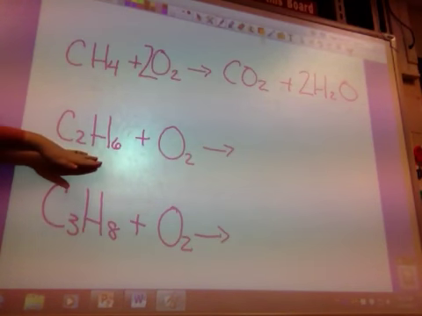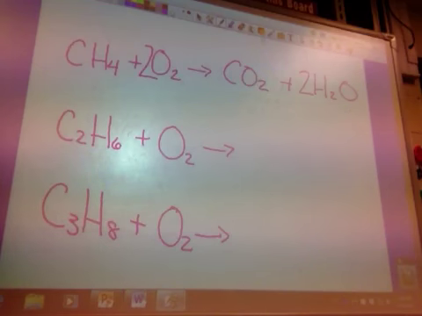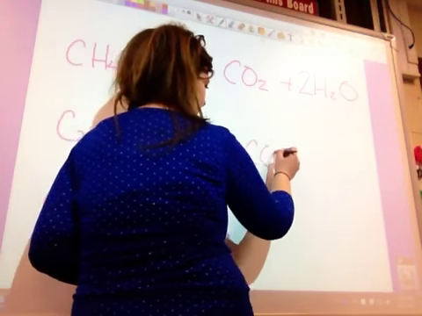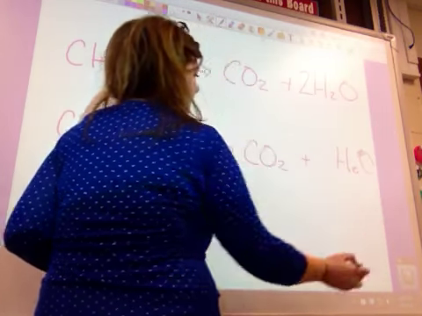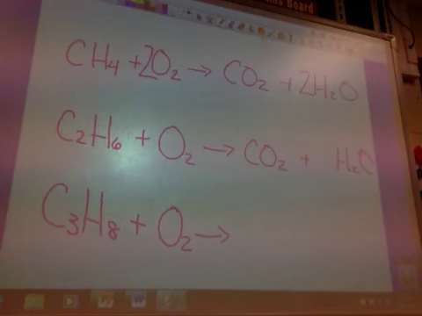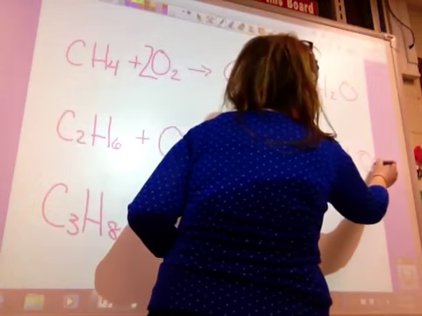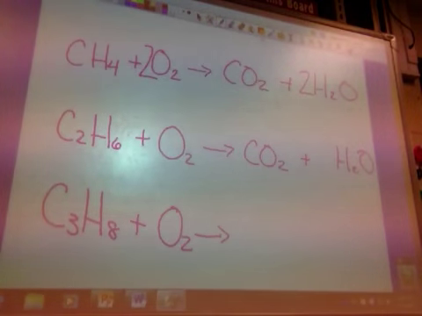So now let's do the second one. I have a hydrocarbon, because it's carbon and hydrogen, plus oxygen, so it has to be combustion. I will always produce what 2 products? Carbon dioxide, so I have CO2, and water. Okay, then you're going to have to balance that one. So try to take some time right now to balance that one, because this one is a little trickier.